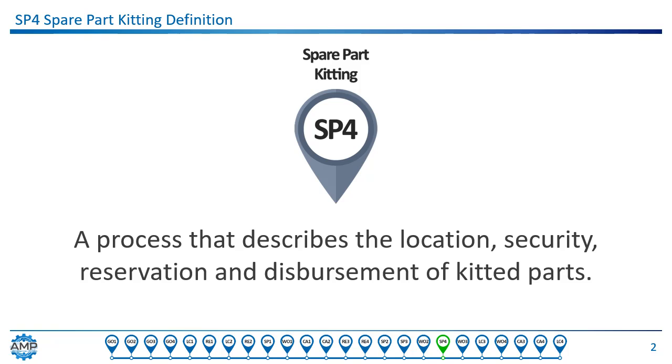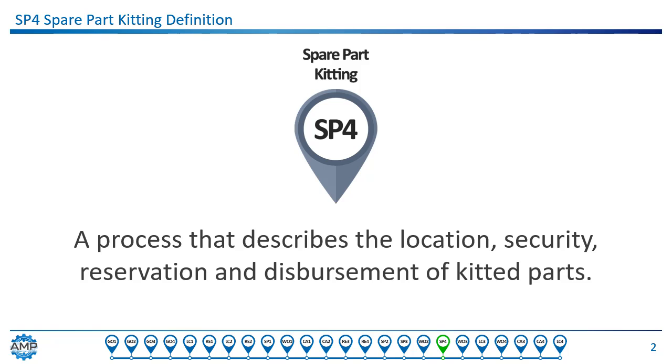Spare part kitting is a term used for identifying parts that are necessary to perform a proactive task, gathering those parts before the work begins, and storing them so that they're accessible for use and protected. SP4, this function as spare part kitting, is about what that process looks like.